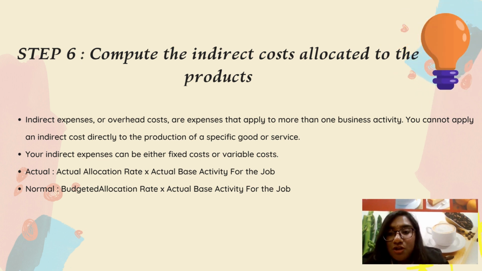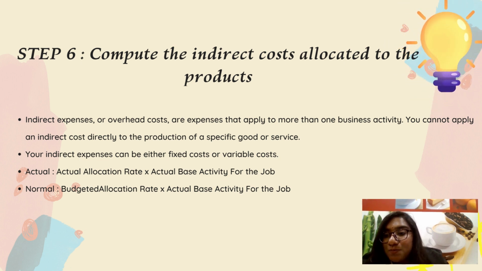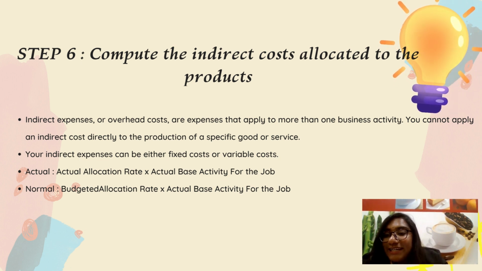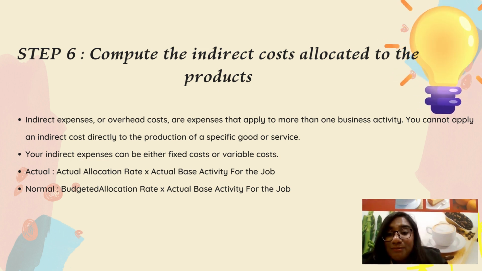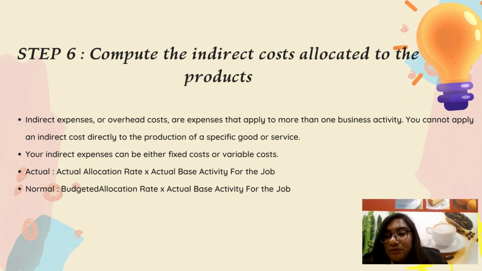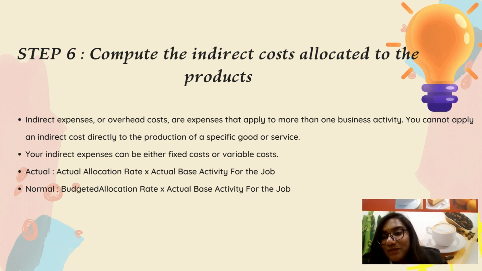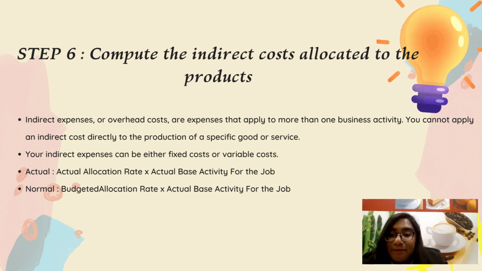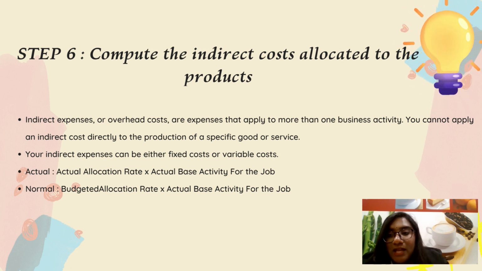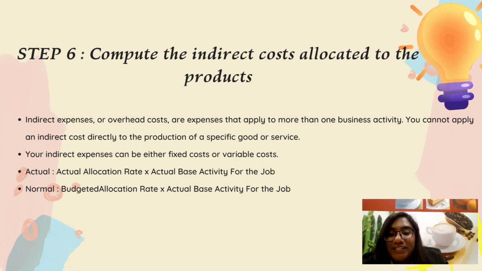Instead, they are costs that go into running your business as a whole. If you want to determine the portion of your indirect cost that goes towards producing certain items, you must distribute the cost. Your indirect expense can be either a fixed cost or a variable cost as well. In actual, we'll be calculating actual allocation rate times actual base activity for the job. Lastly, in normal calculation, we'll be using budgeted allocation rate times actual base activity for the job. I hope I made a justification to step 6, which is compute the indirect costs allocated to the products.